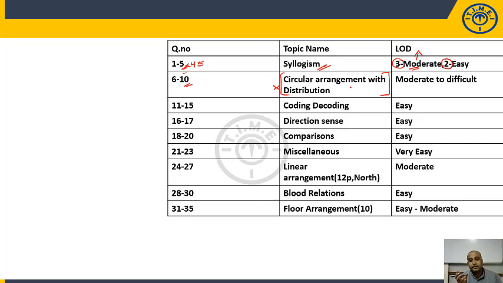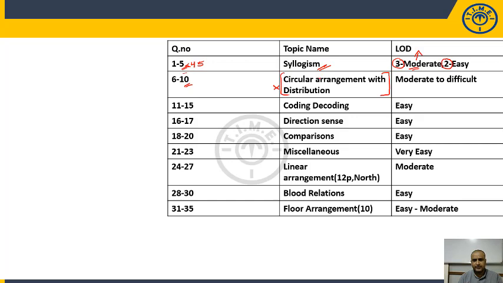Selection of questions is very important. Prelims exam is meant for time management. So in 20 minutes, you should try to answer more questions. Then only you can score more marks. So selection of questions is very important.